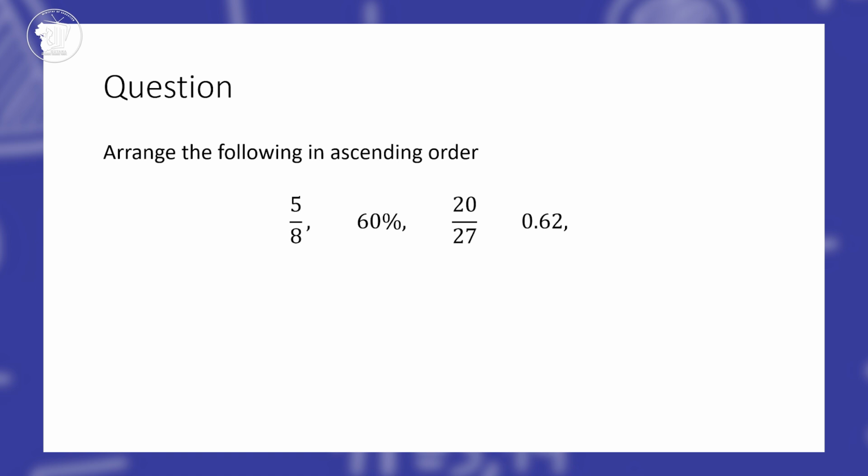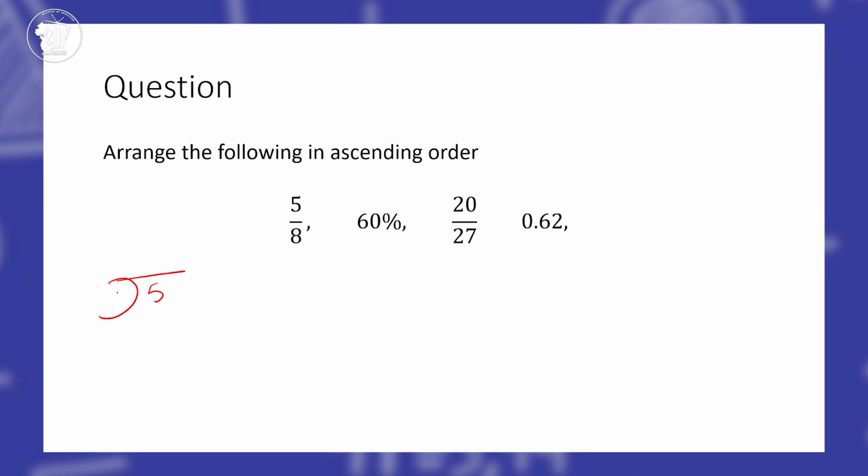So the best thing to do is to change everything to one common form. The best form that we can change all to is a decimal, since that way will be easier to compare. So let's change 5 over 8 to a decimal, 60% to a decimal, 20 over 27 to a decimal. So let's do that. So we have 5 over 8 to a decimal.